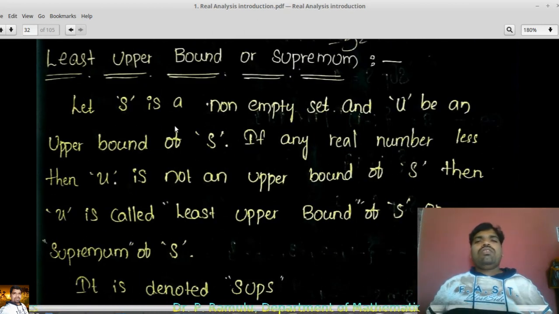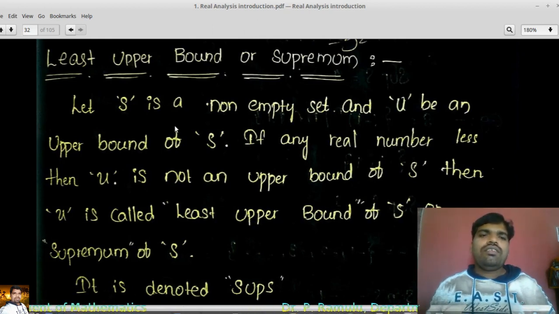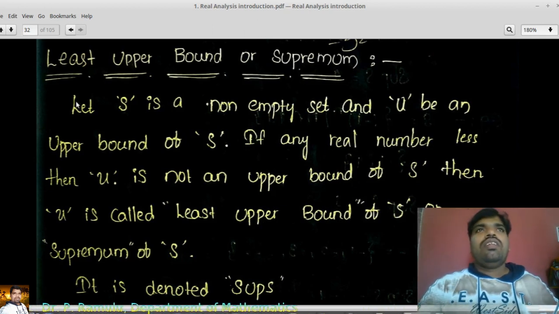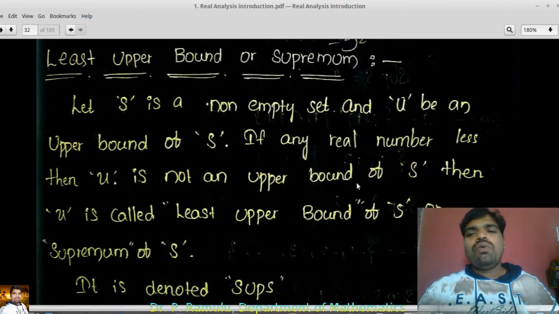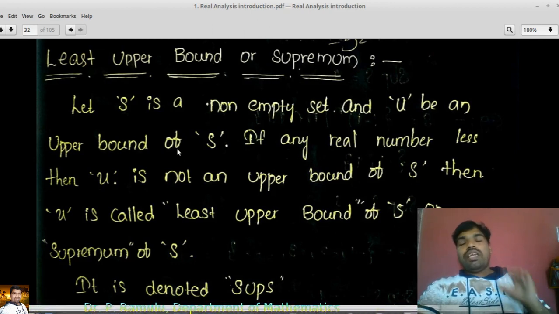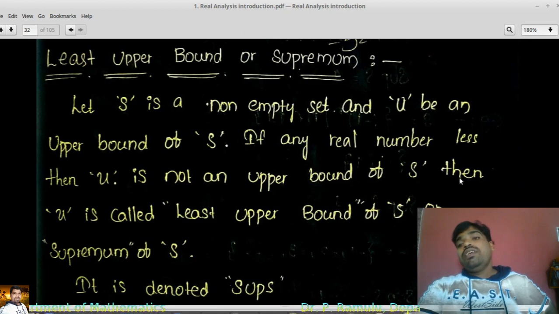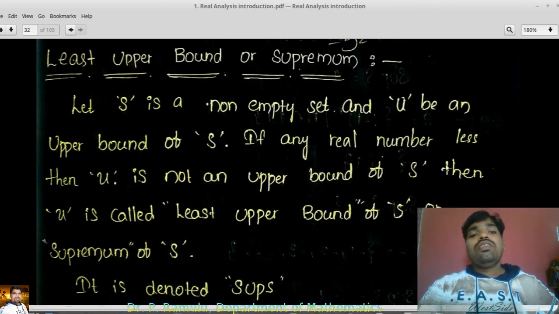Least upper bound or supremum. Let S be a non-empty set and U be an upper bound of S. Be careful. If any real number less than U is not an upper bound of S, then U is called the least upper bound of S, or the supremum of S. So be careful: let S be a non-empty set and U be an upper bound of S. If any real number less than U is not an upper bound of S, then U is called the least upper bound.